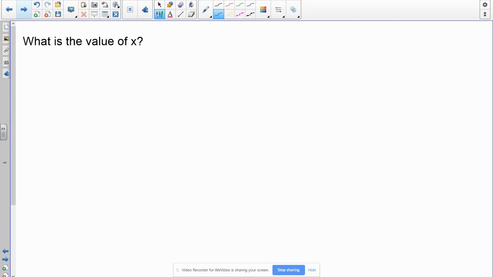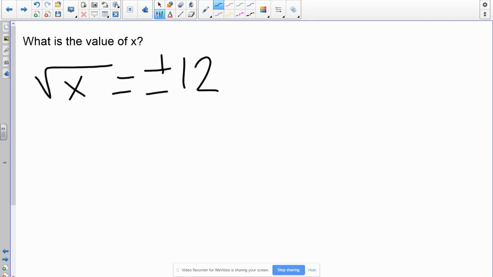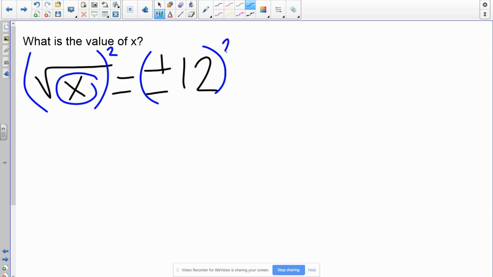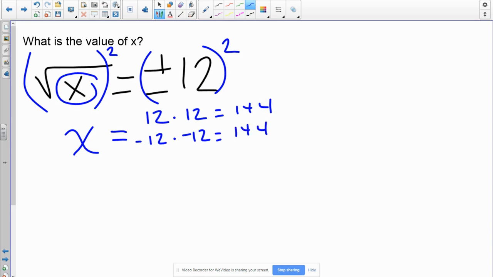So let's look at examples. Let's say we have the square root of x equals positive or negative 12. Well, I need x by itself, because that is what we would do to solve it. So if we get x by itself and we have a square root, that means I'm going to undo the square root by squaring. And if you do it to one side, you have to do it to both sides. So if we check our math here, x equals 12 times 12, which is 144, or negative 12 times negative 12 is also 144. So I can conclude that x is equal to 144.